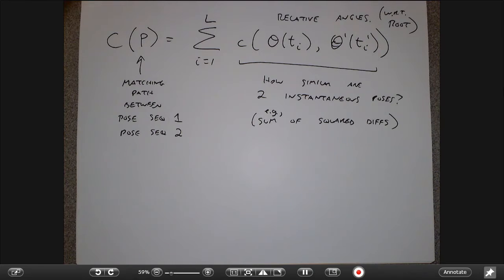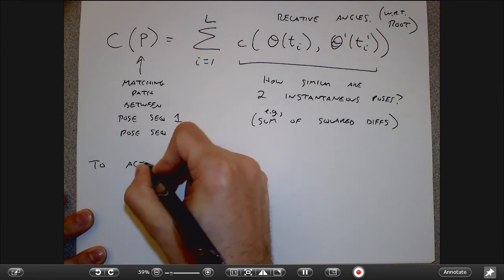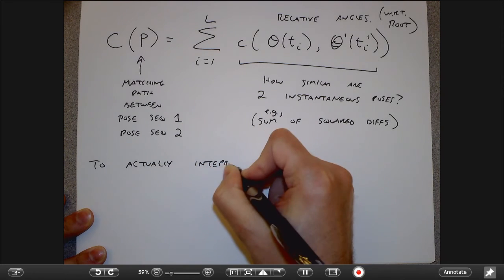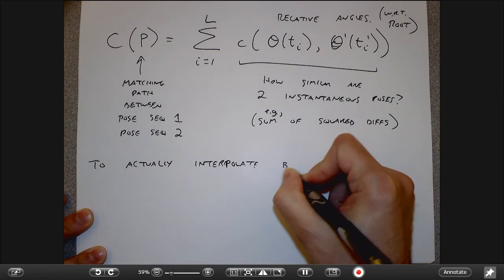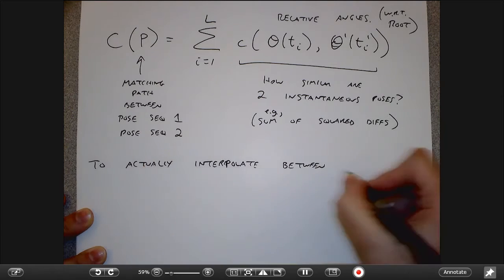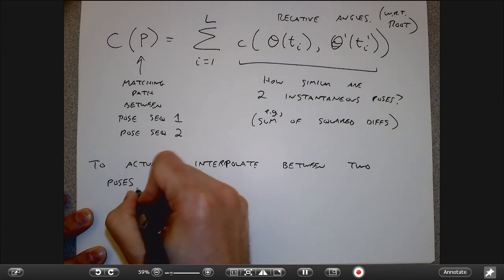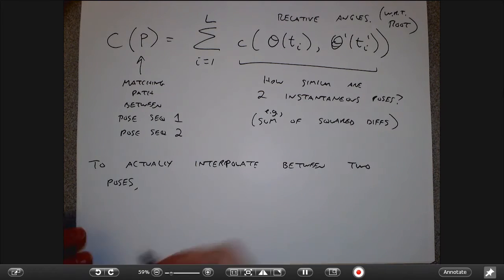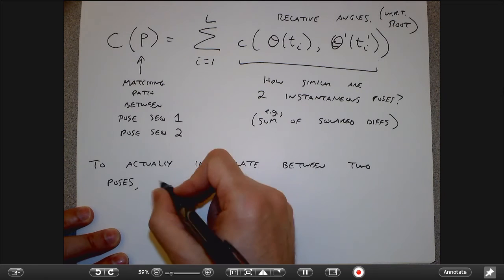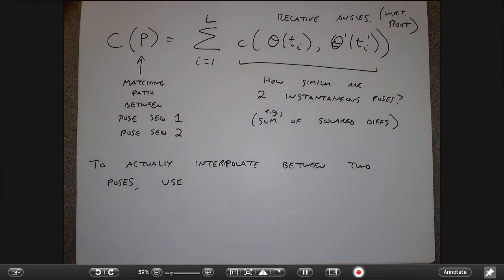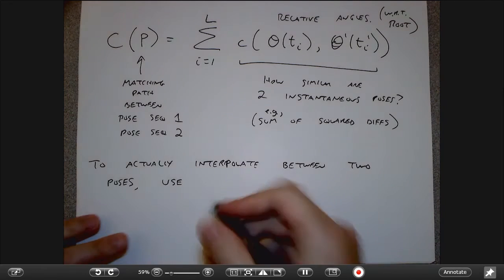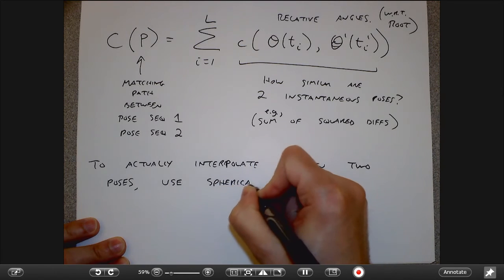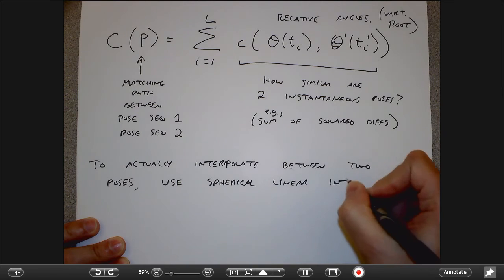And so once I've gotten the correspondence, how do I actually do the interpolation, right? So now I say, okay, I've got the angle from this person and the angle from that person, and I want to smoothly warp between them. So to actually interpolate between two poses, well, what we have here is an issue of trying to interpolate between angles or rotation matrices, right? And so the best way to do that is what's called spherical linear interpolation, or SLERP.